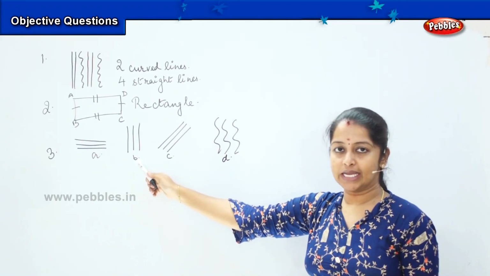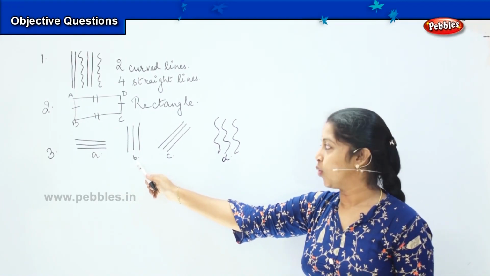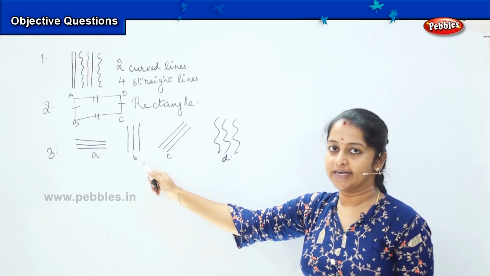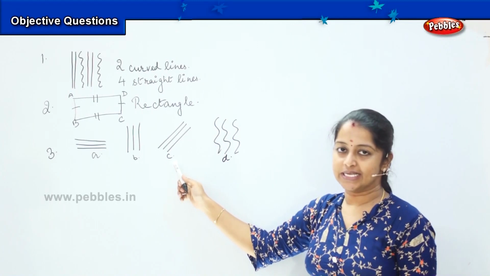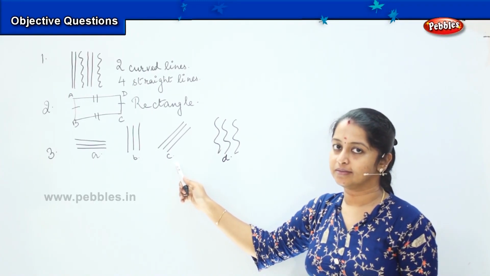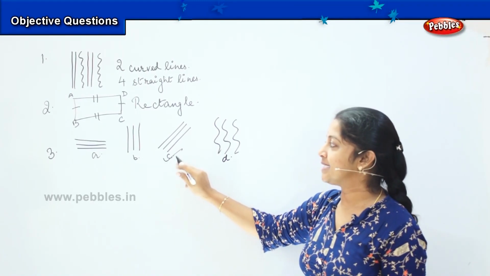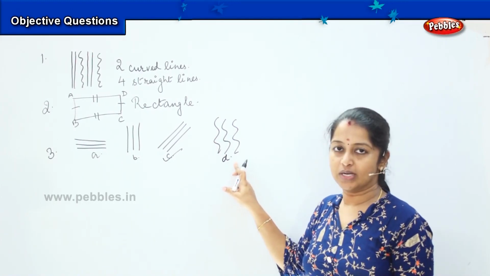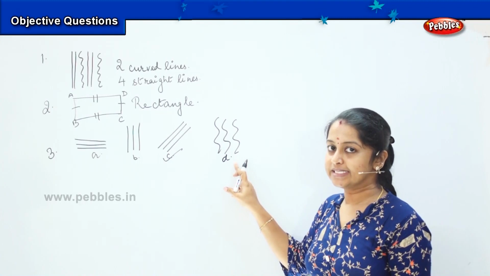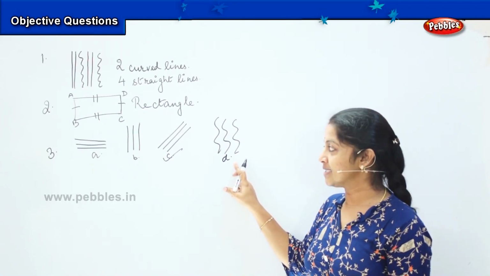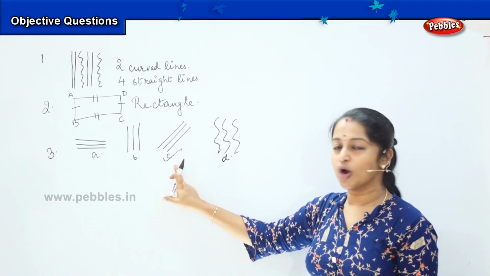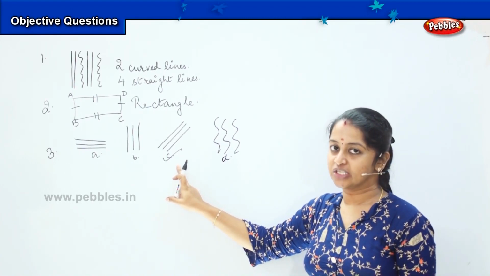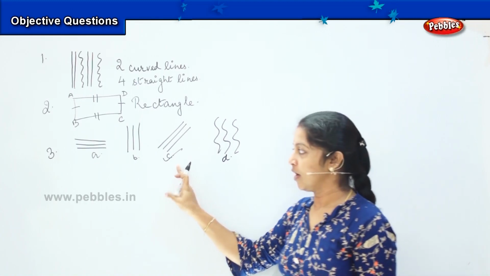Is B the slanting line? No, it is the standing line or the vertical line. Correct? What about C? Is C the slanting line? Yes. So, C is my slanting line. What about D? What is this? This is a curved line. So, the answer for this question is option C, which is a slanting line. Shall we move on to the next one?